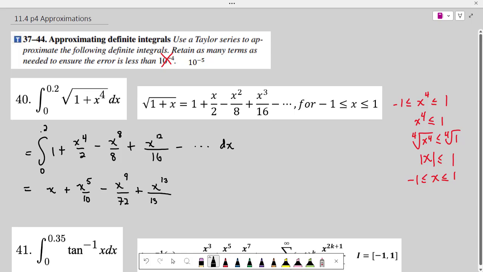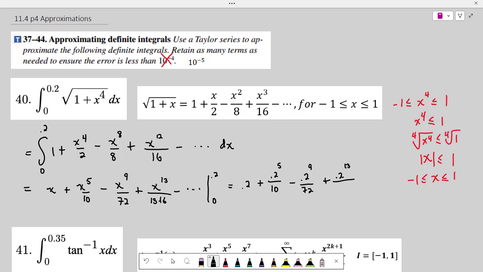Whatever 13 times 16 happens to be. And this is going to go from 0 to 0.2. Plugging in 0 doesn't do anything. So then we're going to have 0.2 plus 0.2 to the 5th divided by 10 minus 0.2 to the 9th divided by 72 plus 0.2 to the 13 divided by, that's 13 times 16. Someone type that out real quick, 13 times 16?